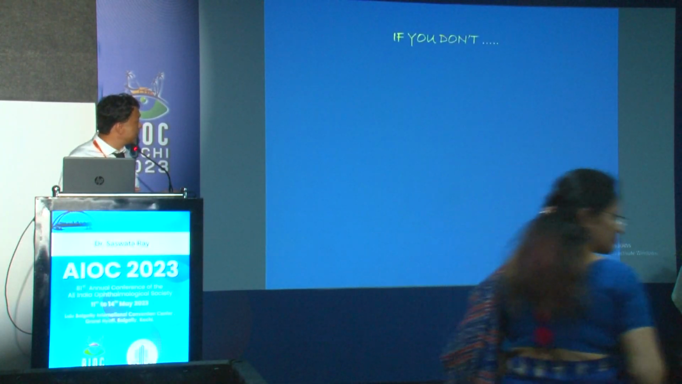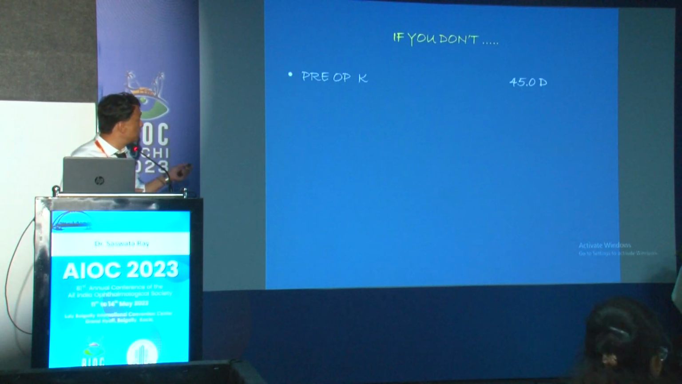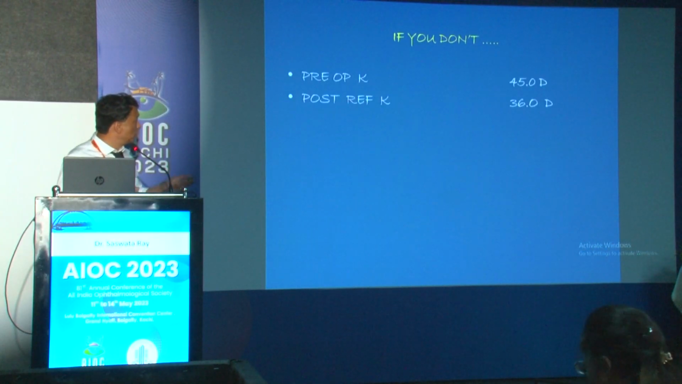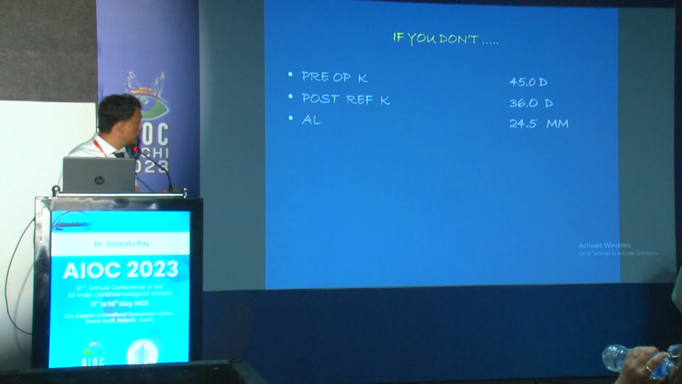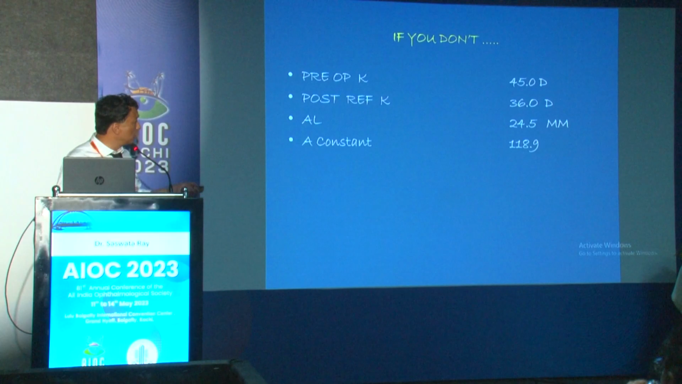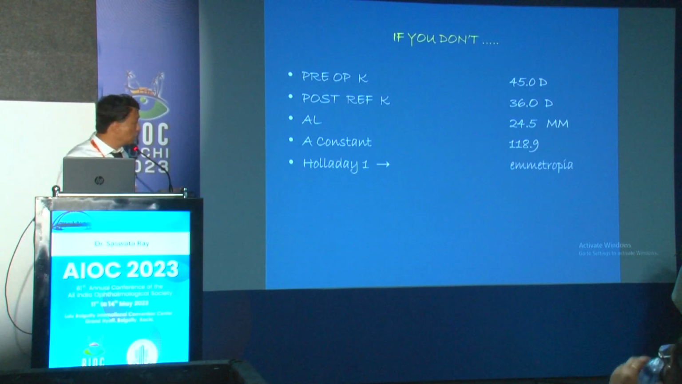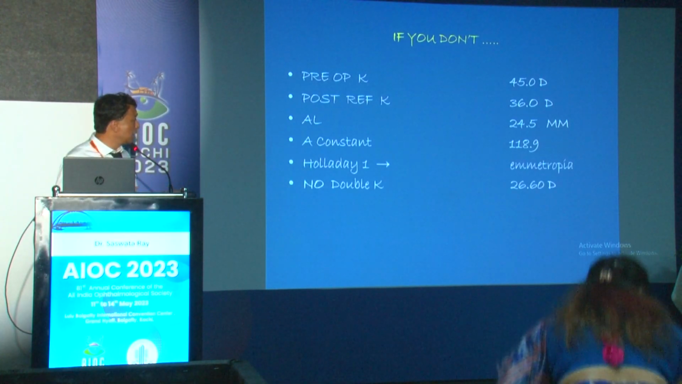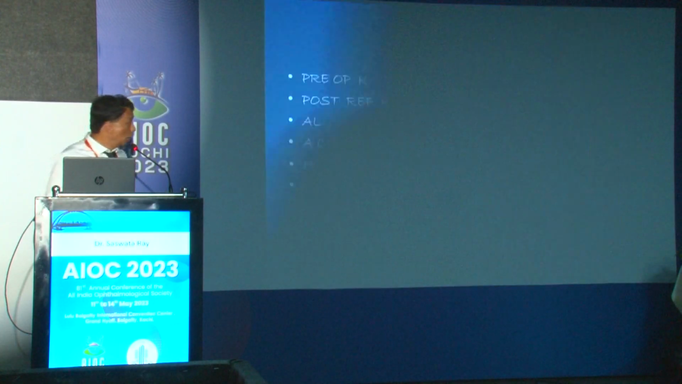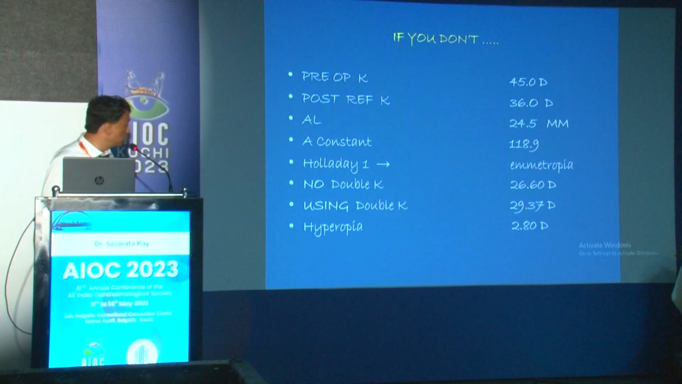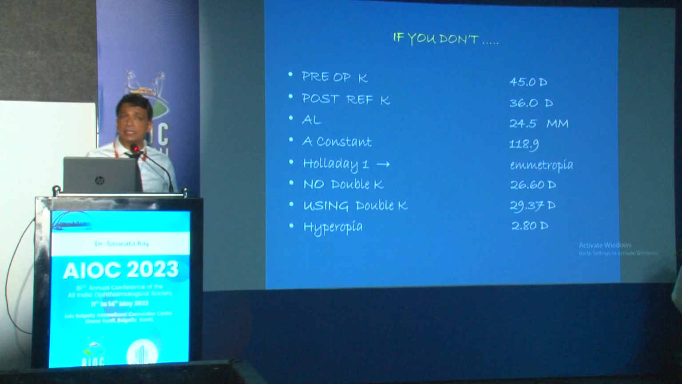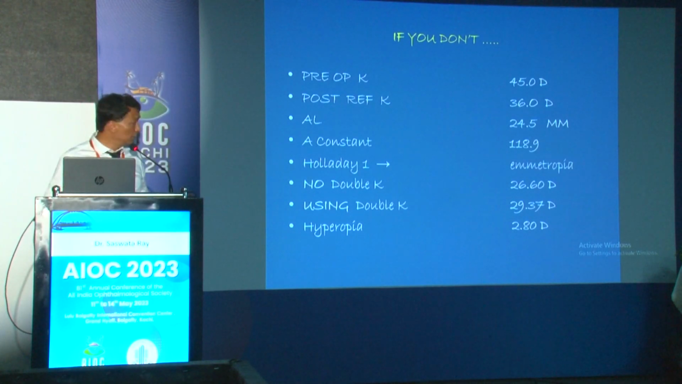Let me give you an example. If you use a preoperative K of 45 and a post-refractive keratometry of 36, after a normal standard refractive surgery, with an IOL of 24.5, and now you want to implant an IOL of 18.9. With the Holladay 1, aiming for emmetropia, we get 26.6 without double K. However, with the double K correction, we get 29.37, which leads to about 3 diopters of hypermetropia, with vision less than 6/60 the next day, because there's no accommodation anyway. So that leads to a very unhappy patient.